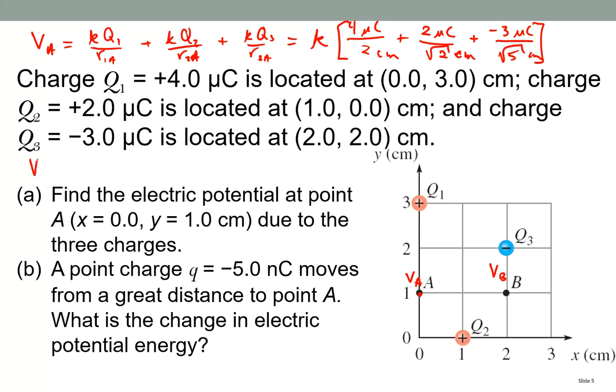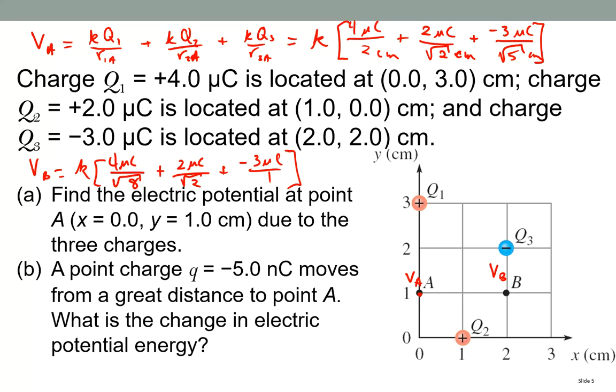Whereas if I did it VB from the same method, and so B to 1 is, that's 2 and 2, that's root 8. Root 2. And that one, I believe, is going to be negative because the 3, I think, is going to dominate the other 2. So it's going from positive voltage at A to a negative voltage at B.